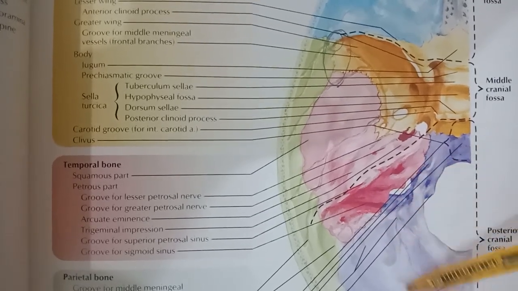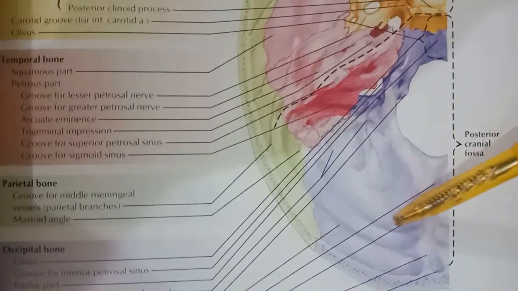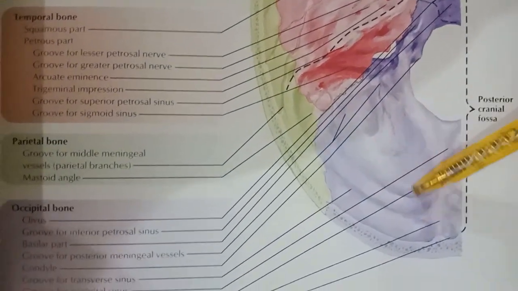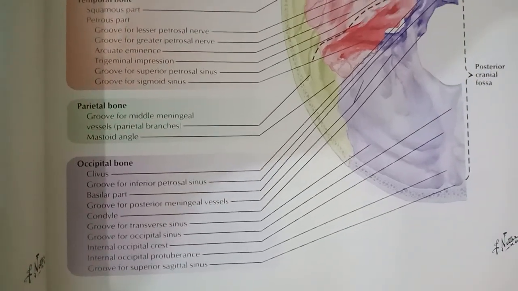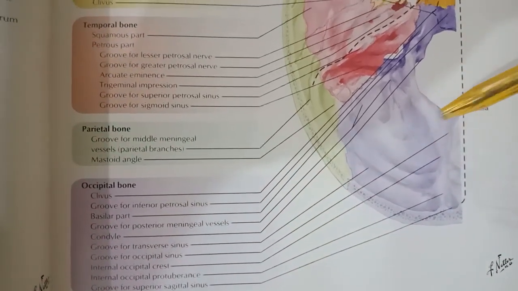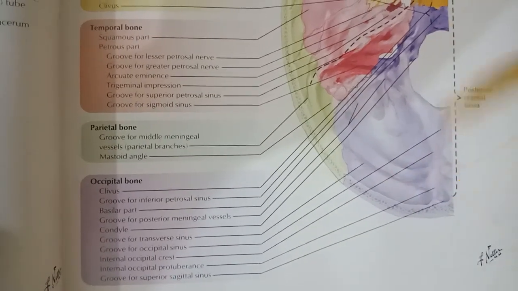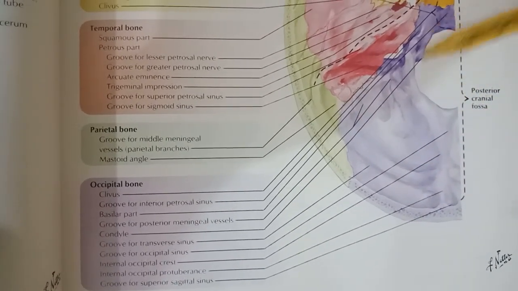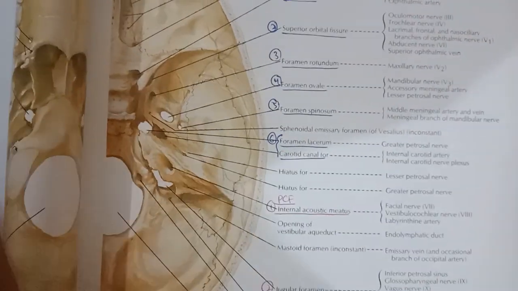Then this purple colored bone, which is the occipital bone, forms most of the floor of the posterior cranial fossa, and there are also many important foramina in this bone which we'll get through in the next page. So this was an overview of the bones of base of the skull that forms a foundation for us to understand the different foramina. Now let's go to the next page and have a look at the different foramina of the base of skull.